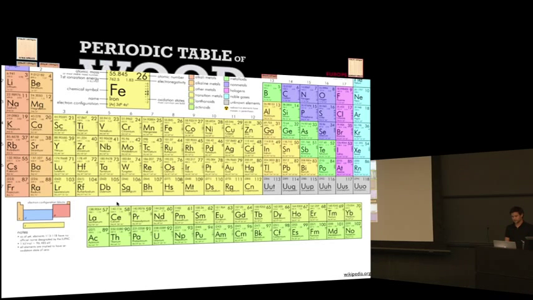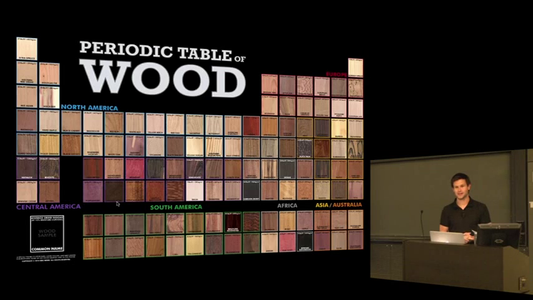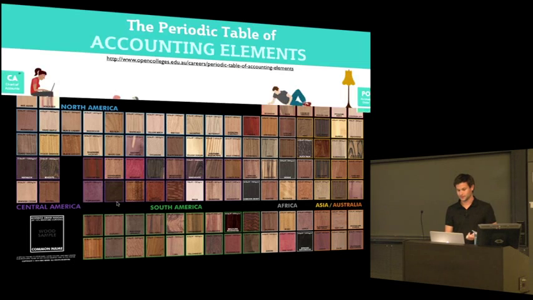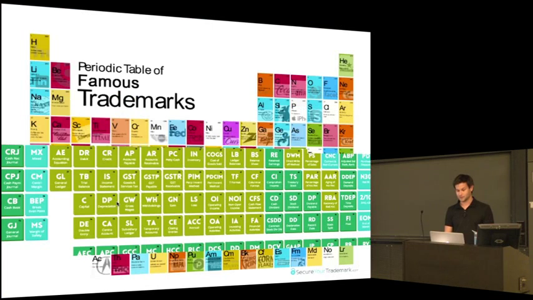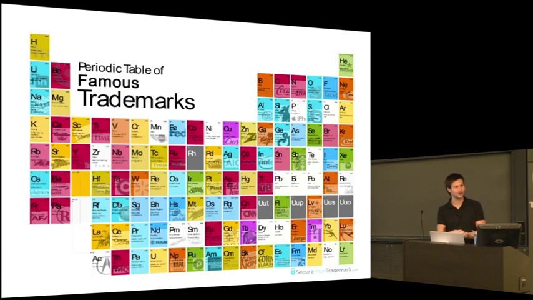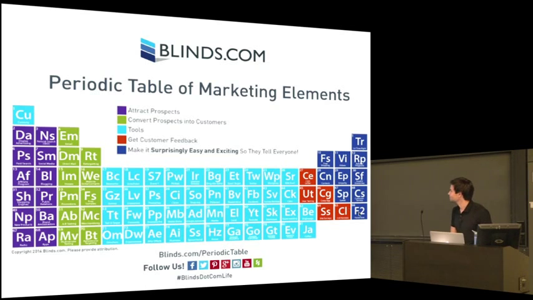But there are really lots of examples where they just took the periodic table structure and used it for something else, where it has no meaning at all, like the periodic table of wood or the periodic table of accounting elements, the periodic table of famous trademarks. If you just put in periodic table on Google, it will give you all different kinds of examples. The periodic table of marketing elements, this is very nice because you have face-to-face, you have, I don't know, coffee here somewhere. Yeah, coffee.